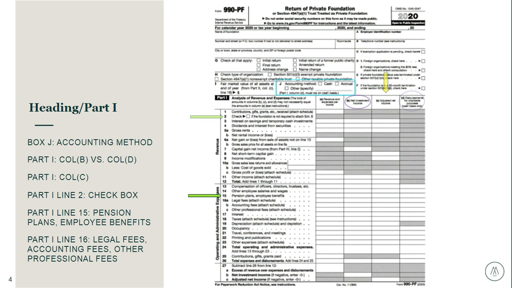Part I, line 15, pension plans and employee benefits. Payroll taxes, which can be allocated to column B and column D, should be reported here and not on line 18. Excise or property taxes are reported on line 18, and those are typically only in column A.